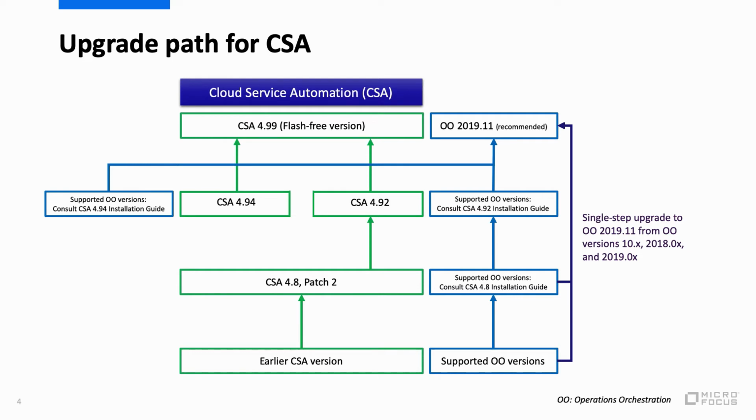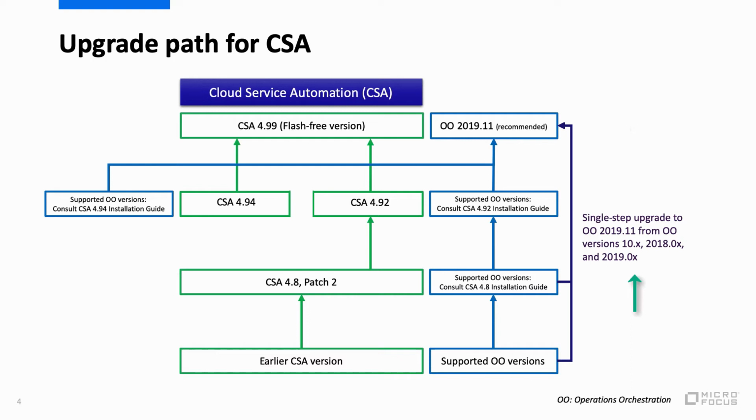For the rest, the slide is pretty much self-explanatory. You have to follow the lines. So if, for instance, you're on CSA 4.8, then you first need to make sure that you're on patch 2. Then you have to bring CSA to version 4.92, and then from there you can upgrade to CSA 4.99. If you're on CSA 4.94, then it's also pretty simple. You have one step that brings your CSA version to 4.99 and one step that brings your OO version to 2019.11.